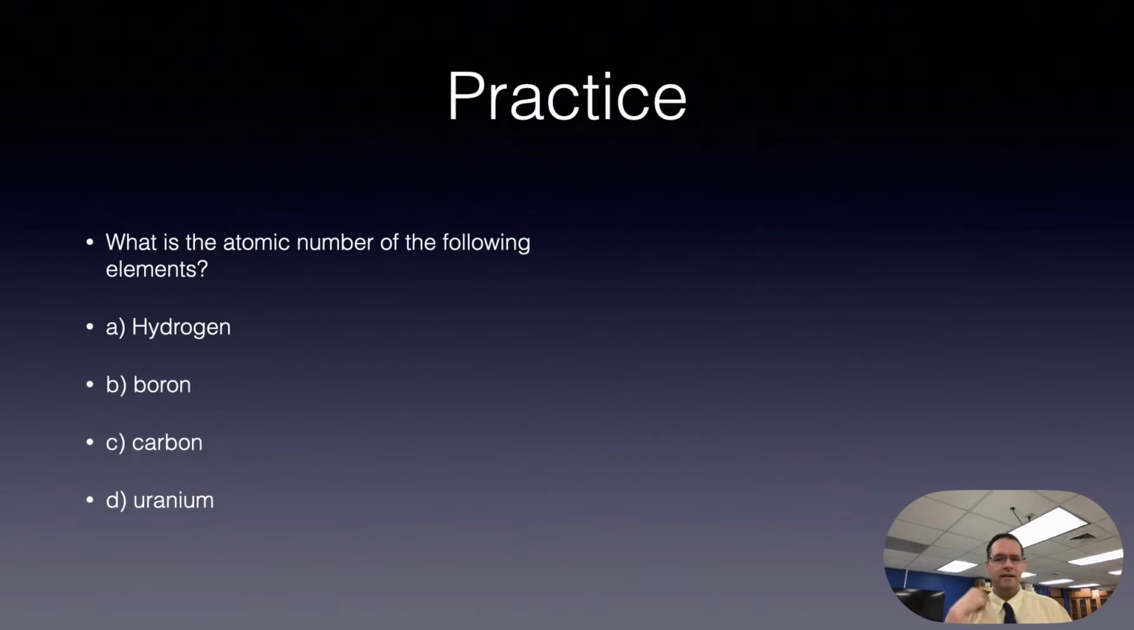So let's do some practice problems here. What is the atomic number of the following elements? Hydrogen, boron, carbon, and uranium. Grab your periodic table and practice these on your own to get some familiarity with this.